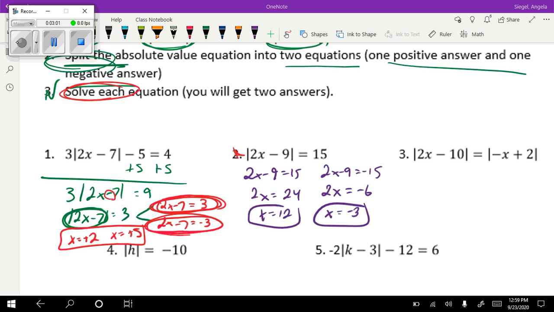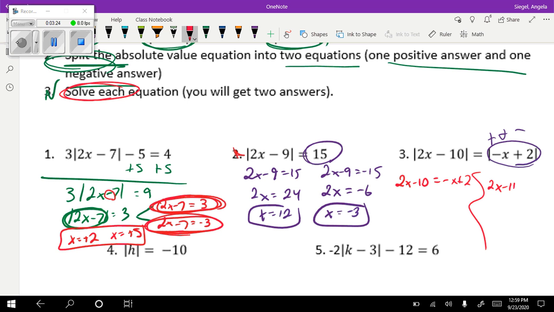For number 3, we're just going to focus on the one on the right. It doesn't matter which one you choose, but we're going to do the same thing as we would treat this one. We're going to do positive and negative of this. Let me show you what this looks like. I'm going to say 2x minus 10 equals -x plus 2. That's going to give me the positive version of it. And then 2x minus 10 equals, I'm going to take the negative. So this is a negative, all the signs are going to change, so positive x minus 2.